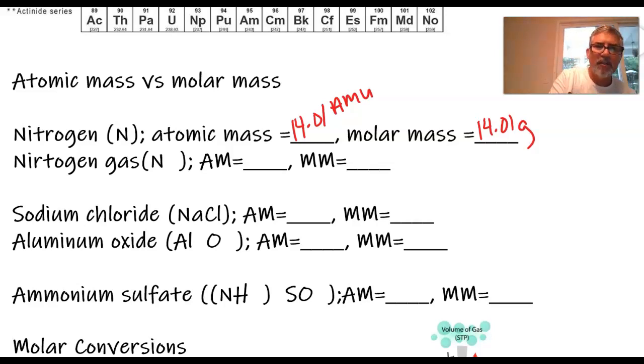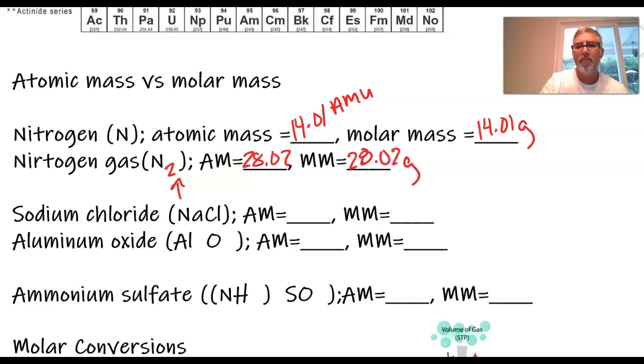So nitrogen gas, which is going to be N2, sorry, the subscripts don't work well. So N2 is nitrogen gas, because a lot of the gases, and I'll talk about those a little later, only come in a diatomic form. So the atomic mass from here, since there's two of them, so the subscript is a multiplier, would be 28.02 grams.